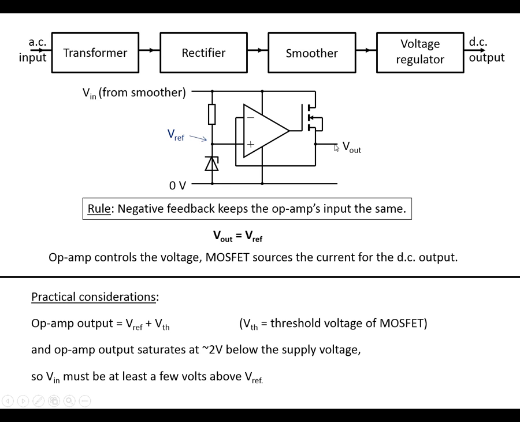So in order for Vout to be a steady voltage, we're going to need to make sure that Vin from the smoother is at least a few volts, because we're going to lose voltage here and we're going to lose voltage here. So Vin's got to be at least a few volts above the reference in order for Vout to equal the reference.